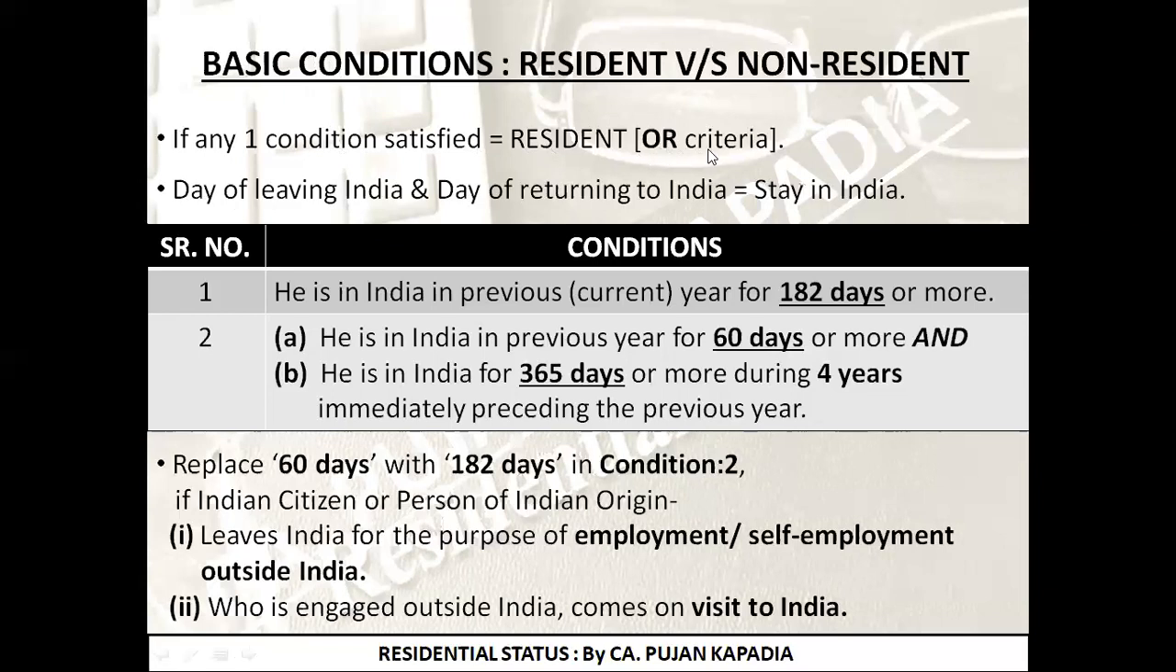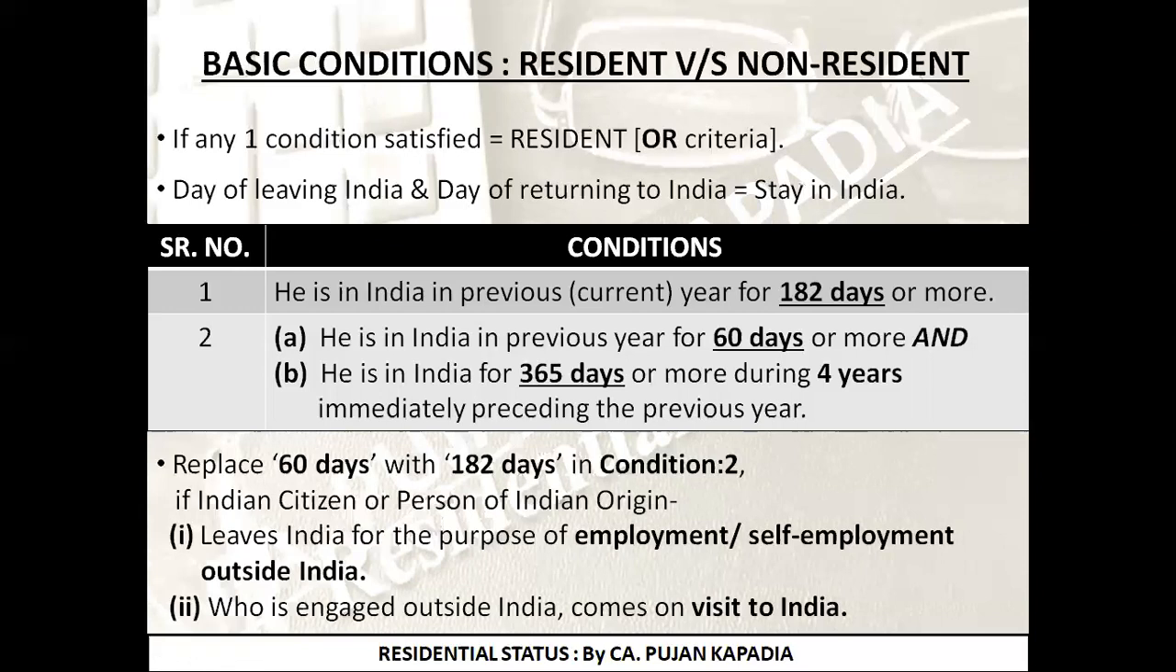It is an OR criteria. So basically we have two conditions here. What are they? We are going to see just now. But before reading those conditions, just remember the criteria for determination of residential status. There are two conditions given over here. If any one of these conditions is fulfilled, either one or two, then that person is going to be said to be a resident. And if none of the two conditions is satisfied, that is, the first is not satisfied and the second is also not satisfied, then we will say that that person is a non-resident.